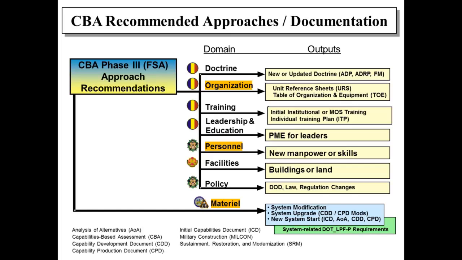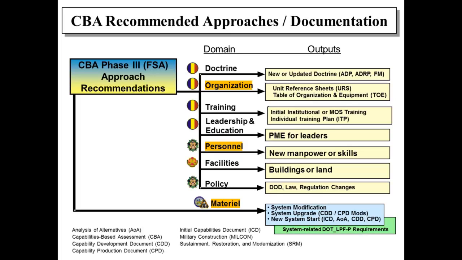So training, it could be initial training. It could be an individual training plan. It should for leadership and education, so professional military education for leaders. CGSC is one of those. Absolutely. Personnel, maybe new manpower or new skill, new MOS or new ASI being assigned. Facilities, be buildings or acquiring new land or weapons ranges, things of that nature. Policy, could be a change in the policy. Or it could be materials, so actually building a new piece of equipment, upgrading a current piece of equipment, something of that nature.